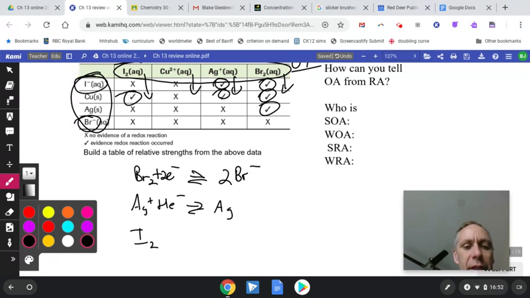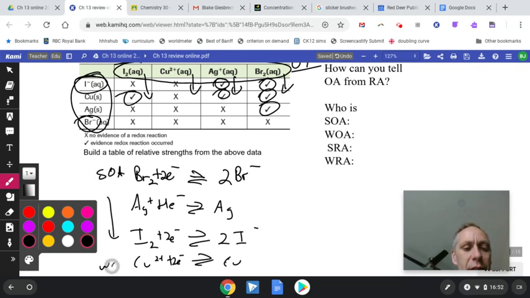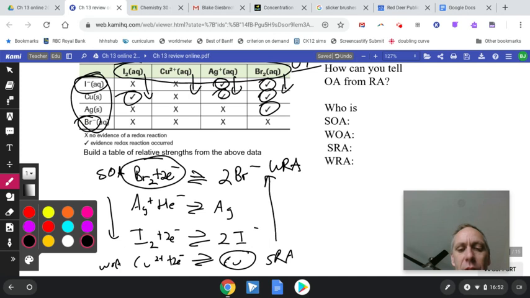I2 goes to I-. So we'll need 2 of those to balance the atoms. I2 to 2I-, 2 electrons, and our last one is copper 2+. The weakest oxidizing agent, it needs 2 electrons to become copper. Strongest oxidizing agent, weakest oxidizing agent, strongest reducing agent, weakest reducing agent. Okay, there we go. Strongest, strongest, weakest, weakest.